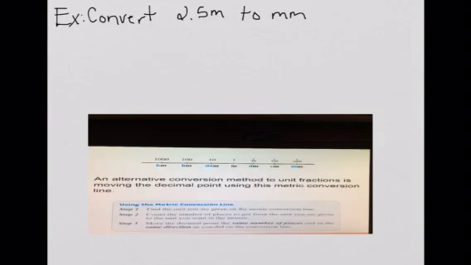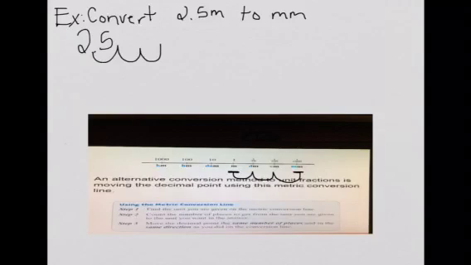Alright, so here we're asked to convert 2.5 meters to millimeters. And so the way the alternative method works is you figure out where you're starting from. So we're starting from the basic unit, we're starting from meters, and we need to wind up over here at millimeters, okay? So that's your first step, find out where you're starting at, find out where you're finishing at. And now we just see how we move there.